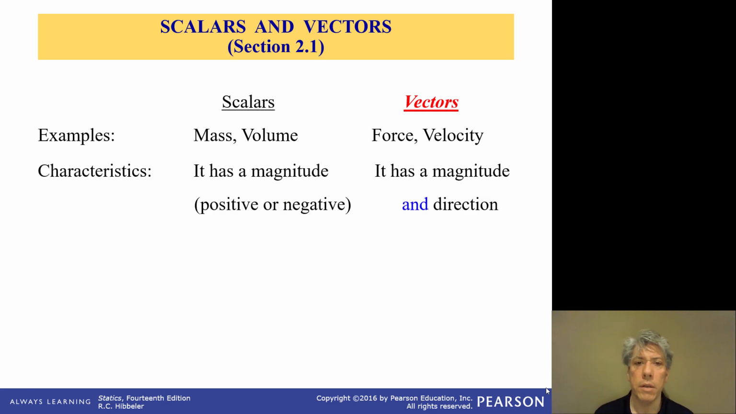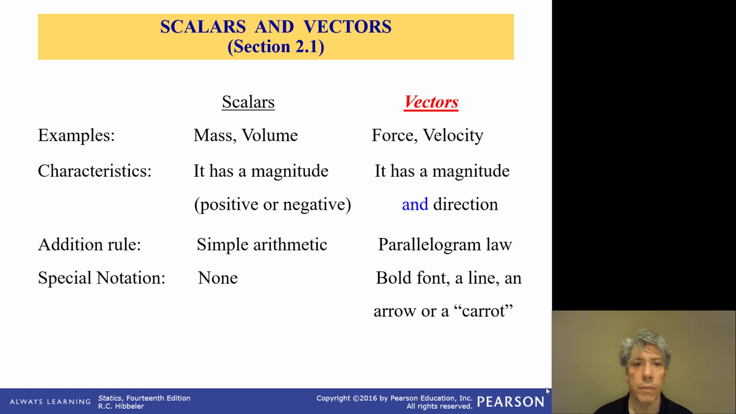So a characteristic of a scalar is that it has some magnitude, could be positive or negative, whereas vectors have both magnitude and direction. For adding scalars together, well, you've been doing that since probably kindergarten or before, right? All you do is use simple arithmetic. You simply add them as you would any other way. But to add vectors, we have to use the parallelogram law, or we have to add components of vectors. And so the key thing here is that on a regular number line, you just have a single line, whereas with vectors, we've got multiple directions and we have to add them together.